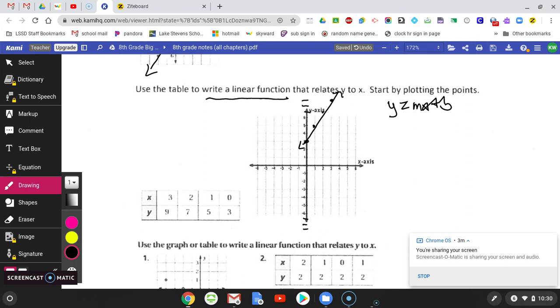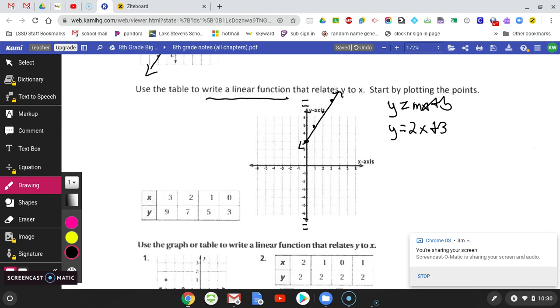And then I can count my slope. So I'm going up 1, 2, and over 1. So I know I have y is equal, a slope of 2 over 1 is just 2. And my y-intercept I can see is right here at 3. So I was able to write my equation from the table.